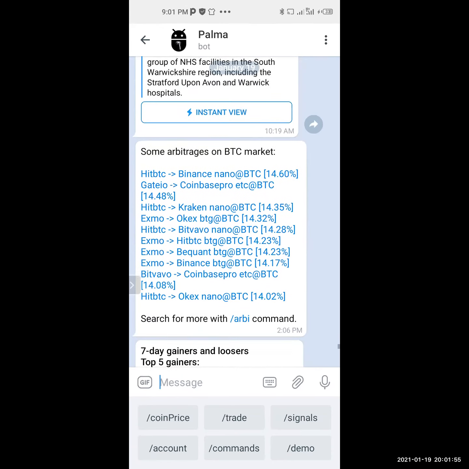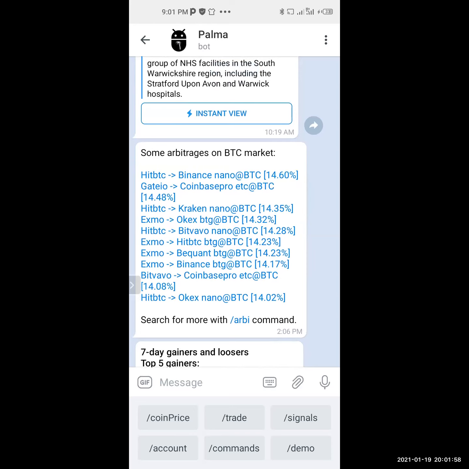This is something I was trying to explain: arbitrage opportunities. In this bot too, you can know about arbitrage. What's arbitrage? Sometimes a token or coin might be trading low on one exchange and high on another exchange. If you look at this place, you see these different arbitrage opportunities. It's saying that there's a 40% difference between the price of Bitcoin on HitBTC and the price of Bitcoin on Binance Nano.